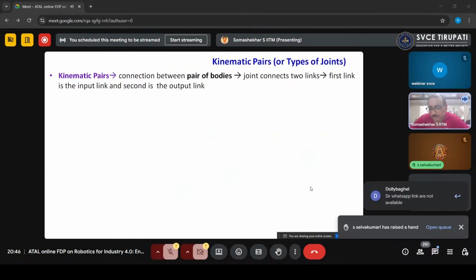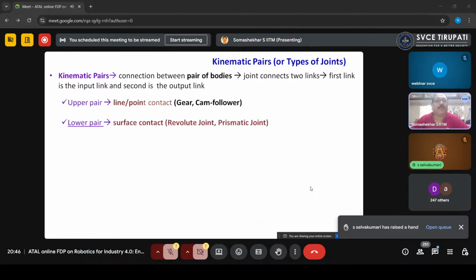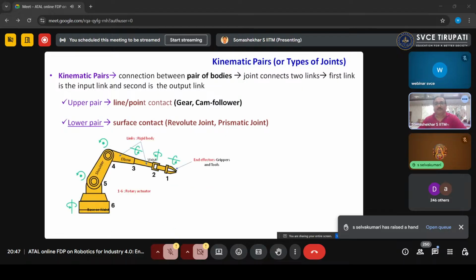Now we will see the kinematic pairs, which are the types of joints. Kinematic pairs, as you know, describe the connection between a pair of bodies, meaning how joints and links are connected. There are upper pairs and lower pairs, as we know from the previous lecture. In robotics we use the lower pair, where surface contact is there. Upper pairs, with point or line contact, are very rarely used in robotics.